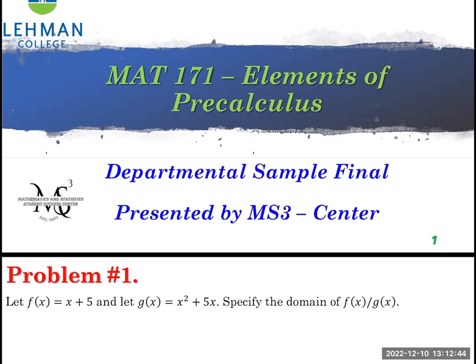Unfortunately, if you're here for Math 132, you missed the meeting because the meeting was technically at 10 a.m. I'm sorry for the confusion there. Today, at 1 p.m., I'm going over Elements of Pre-Calc.